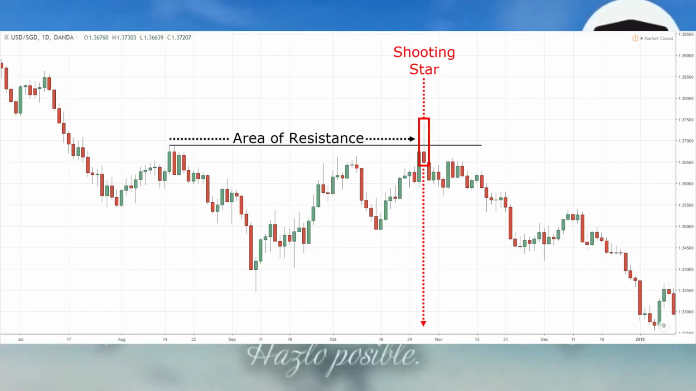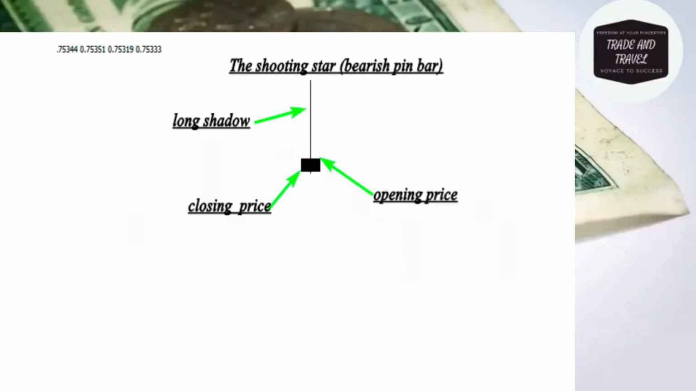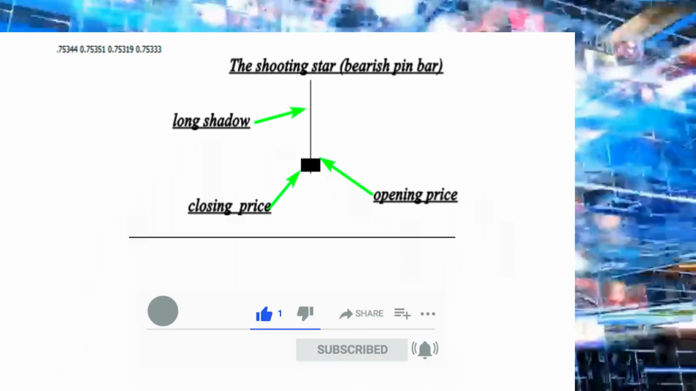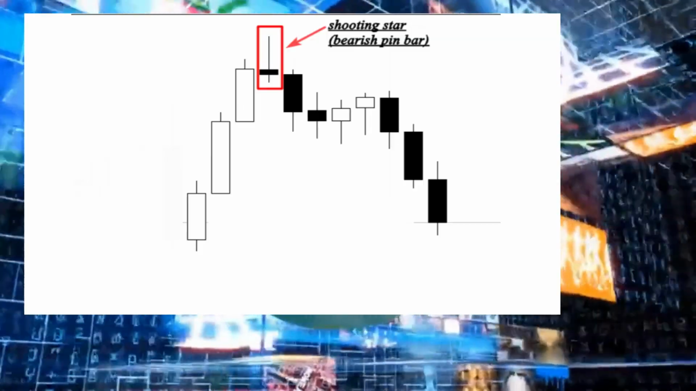The Shooting Star. The Shooting Star has a small body and a long superior wick. The longer the top wick, the stronger our entry signal will be. When this happens in an uptrend, it can be a signal of reversal.